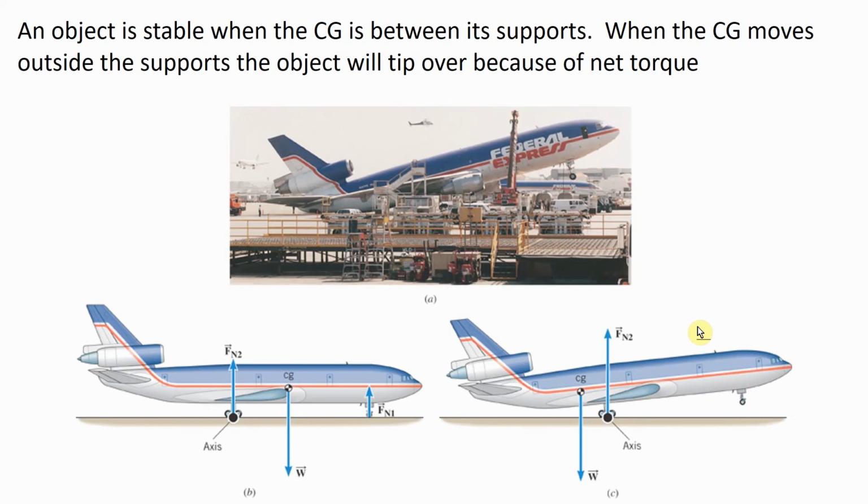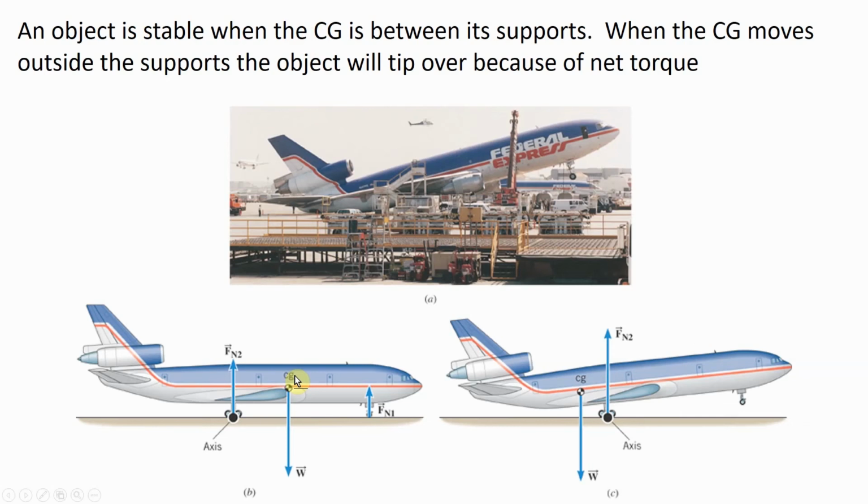As long as my center of gravity stays in between my feet, I'm balanced. If my center of gravity, though, moves past that, I'm going to have torque, and my net torque is not going to be 0. So let's look at this cargo plane here. How do you get a FedEx jet to pop a wheelie?